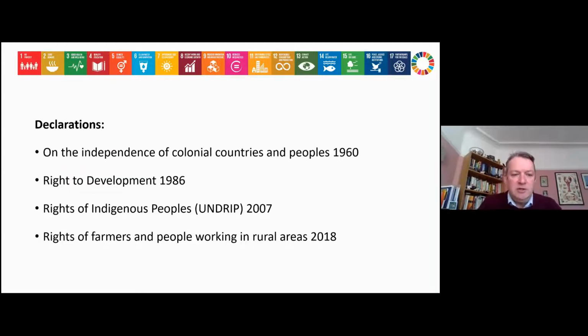And in addition to the conventions, which have a legal standing, there are declarations which are internationally agreed, but they are voluntary. So there's one on the independence of colonial countries and peoples and decolonization, and the right to development, that everyone has the right to expect society to develop in positive ways, rights of indigenous peoples, and the rights of farmers and people working in rural areas.